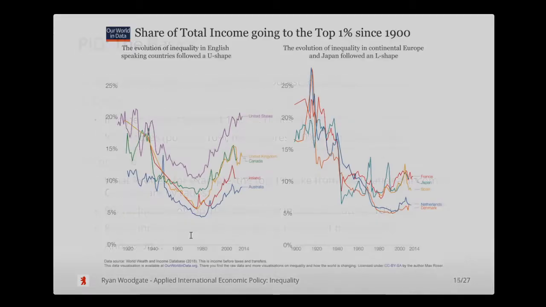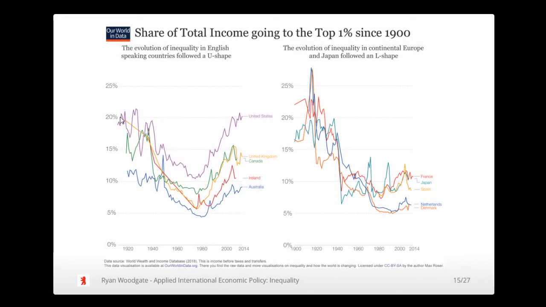So here we have some data, again, from Our World in Data, another great website, which shows the total share of income going to the top 1% since 1900 for many of the world's major economies. This data comes from the World Wealth and Income Database, which is a great database for these topics. If you're interested in doing something like that for your term paper, anything with inequality, please do take a look at this website.